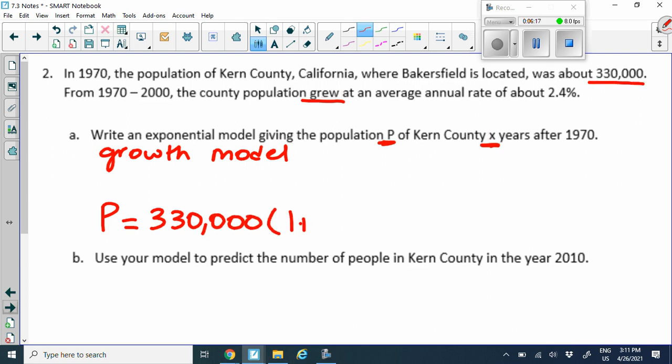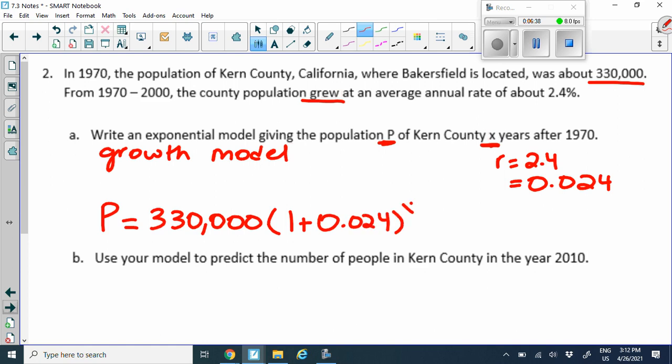Then we have 1 plus. Now, our rate is 2.4. But remember, we need to change this into a decimal. So to change it to a decimal, I need to move my decimal over 2 times to the left. So I'm really going to have 0.024.